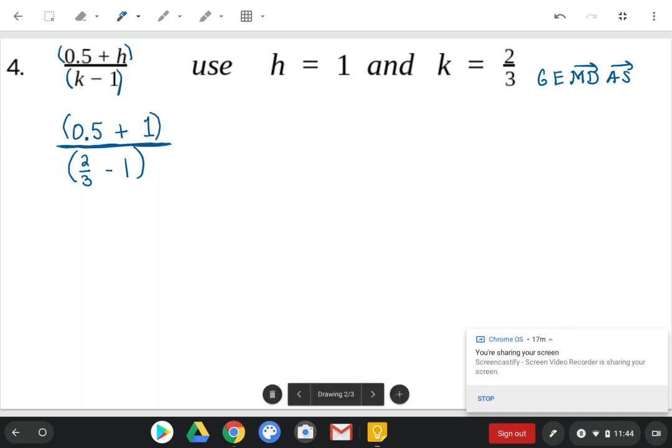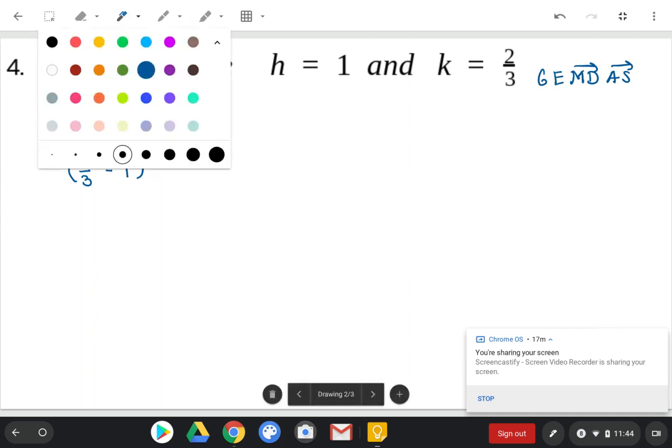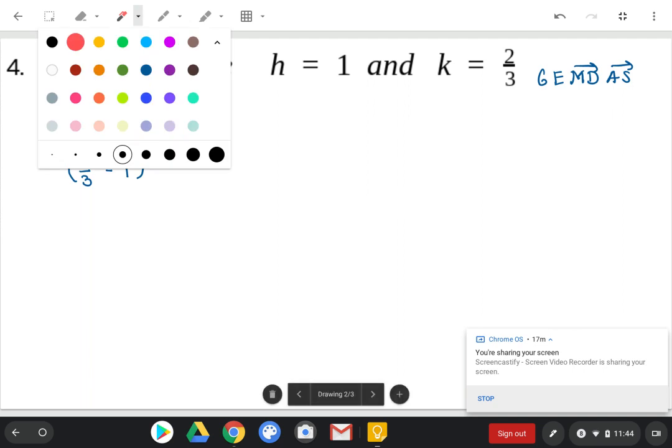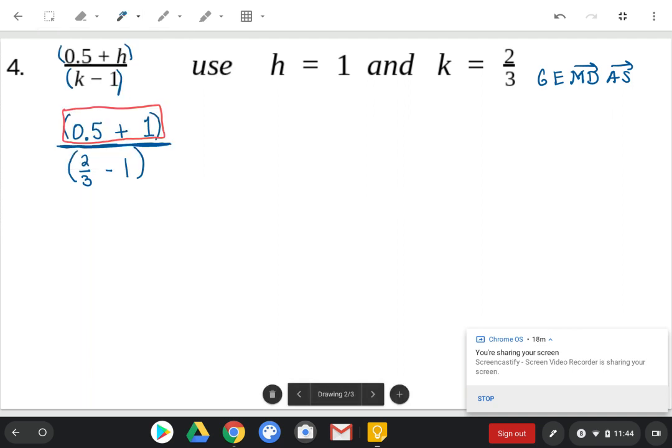So yes, we do have grouping symbols. So we need to go ahead and evaluate those. We are going to look at the numerator first. We're going top down, which is the same thing as going left to right, guys. Decimal 5 plus 1 is just equal to 1.5. So I am going to replace my box with 1.5. And then I'm going to copy down everything else. Divided by 2/3 minus 1.